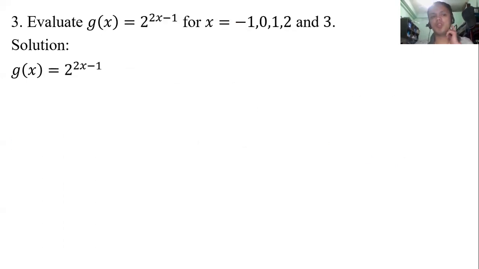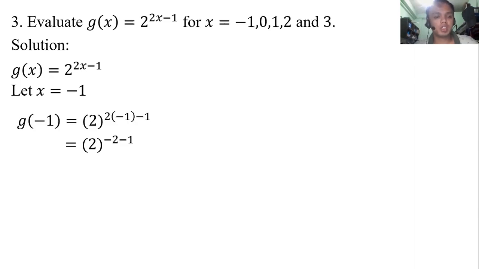Another one. Evaluate g of x equals 2 raised to 2x minus 1 for x equal to -1, 0, 1, 2, and 3. Okay, so isa-isahin ulit natin. If your x naman is -1, substitute your x to negative 1, then we have 2 raised to 2 times negative 1 minus 1. 2 times negative 1 is negative 2 minus 1. That would be equal to negative 3.